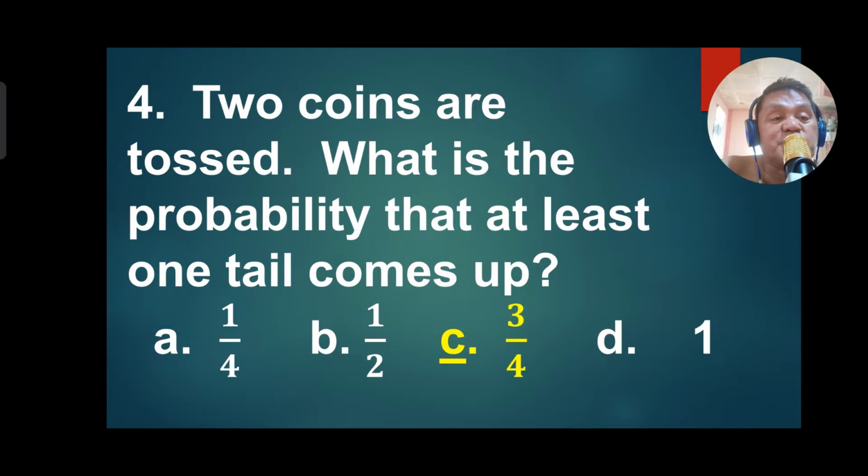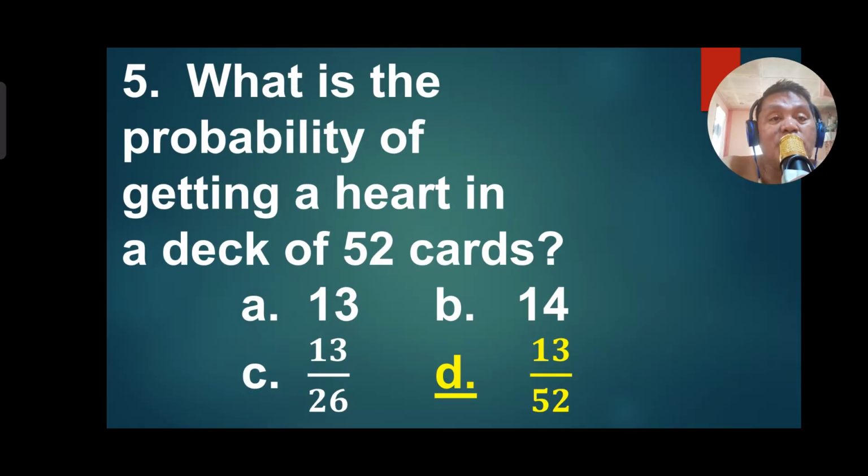So we have now the probable answer here is letter C, 3/4. Number 5. What is the probability of getting a heart in a deck of 52 cards? So we have now the ace, 2, 3, 4, 5, 6, 7, 8, 9, 10, the jack, the queen, and the king. So we have now 13 hearts in a deck of cards.